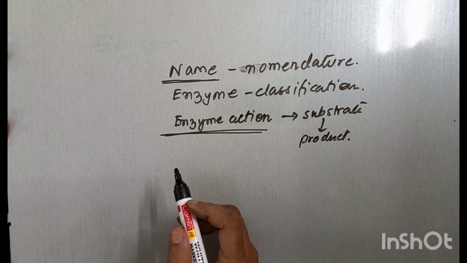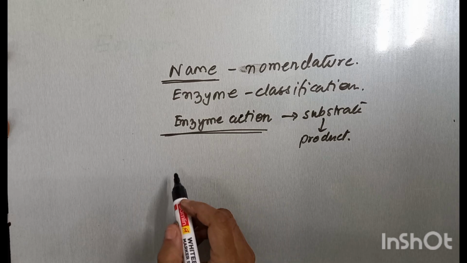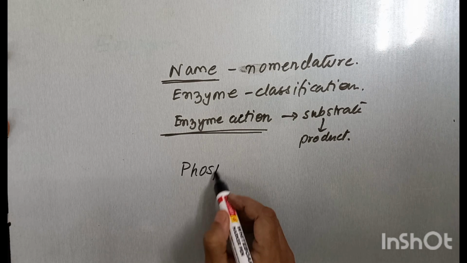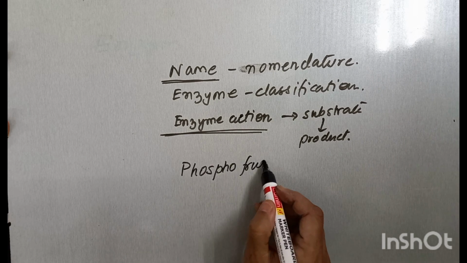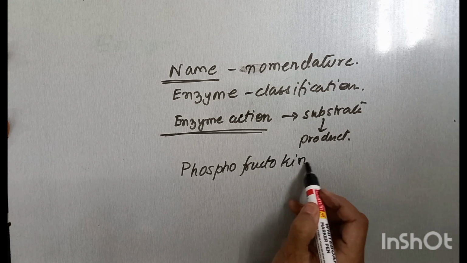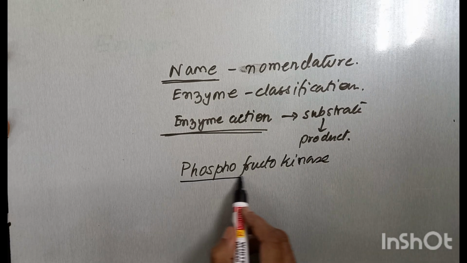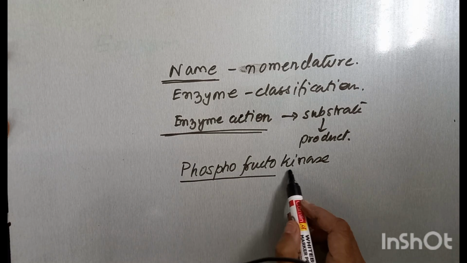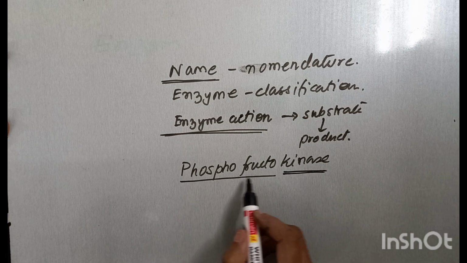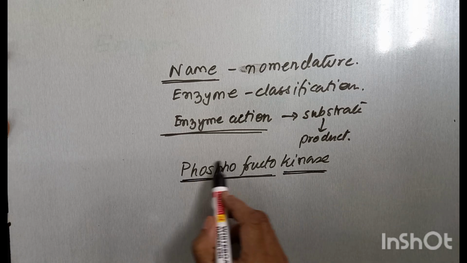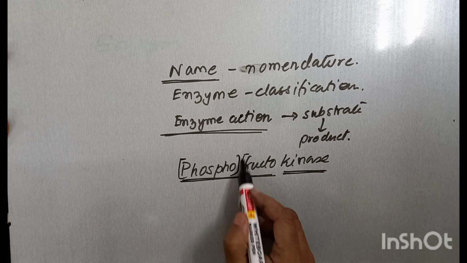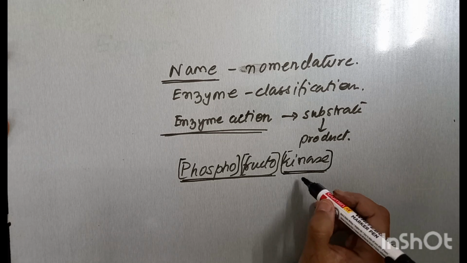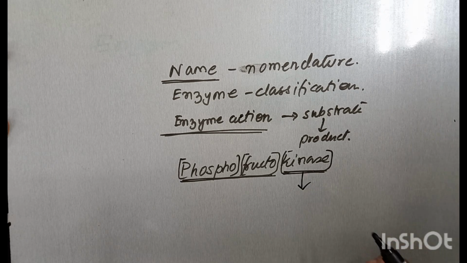I give an example of an enzyme. Say, phosphofructokinase. So there are three parts to it. One is the phospho part, the other is the fructo part, the other is the kinase part. So the action of the enzyme is given by this word kinase.